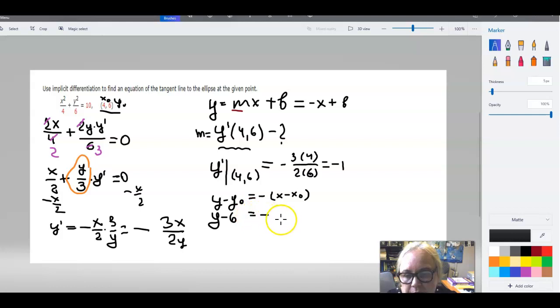equals negative x. Then we distribute this negative 1 here, and we distribute negative 1 here. It makes plus x sub 0, which is 4. And so for y, we add 6, and the answer, or the equation of the tangent line at the point (4, 6), will be y equals negative x plus 10. That's what you need to answer.